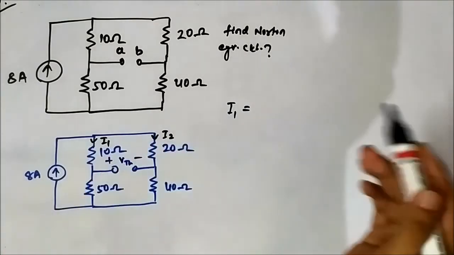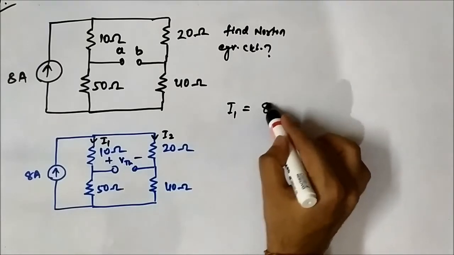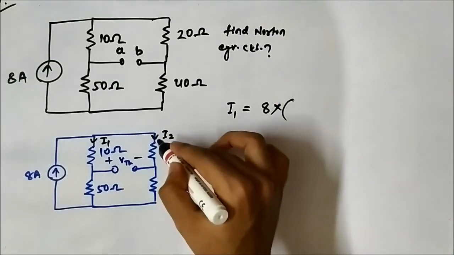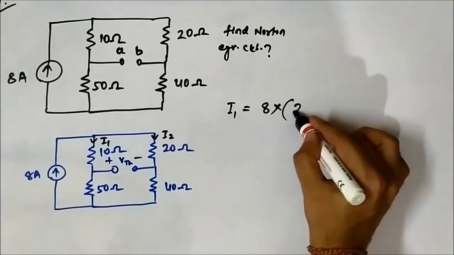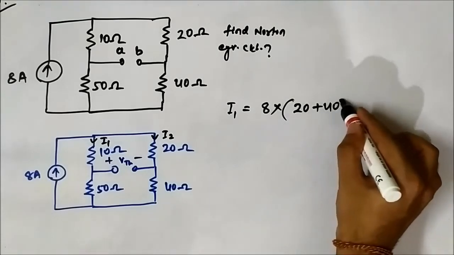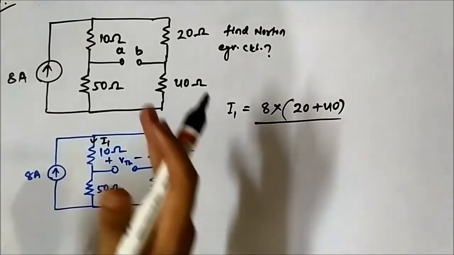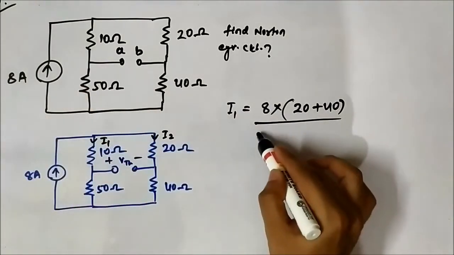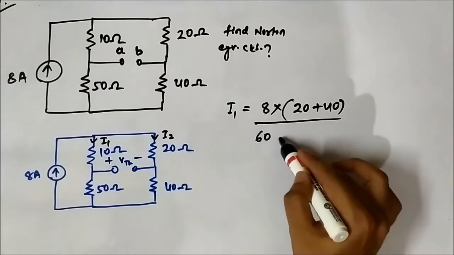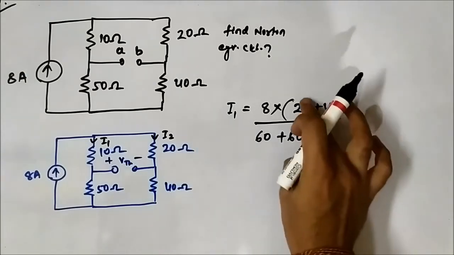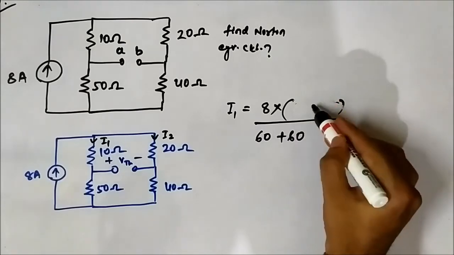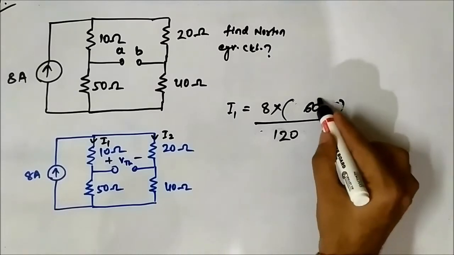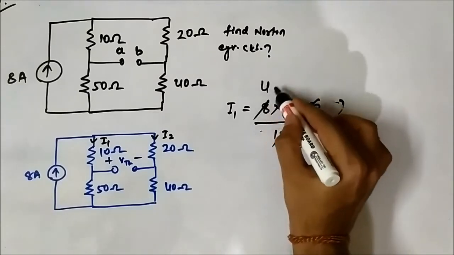So here, I1 is equal to the total current multiplied by the other branch's total resistance. That is, 20 ohm and 40 ohm are in series, so 20 plus 40, divided by the total resistance of the two branches connected in parallel. So it is 10 plus 50, that is 60, plus 20 plus 40, which is 60. So 20 plus 40 is 60, and this is 120. So it is 2, this is 4 ampere.